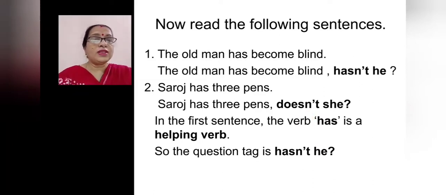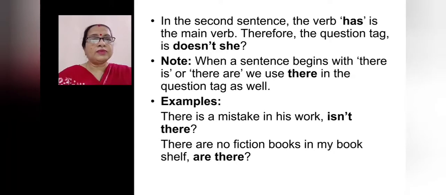So what we have seen, in the first sentence the verb has is a helping verb, so the question tag is hasn't he. And in the second sentence the verb has is the main verb, therefore the question tag is doesn't she. Okay. Now other things to remember. When a sentence begins with there is or there are, we use there in the question tag as well.